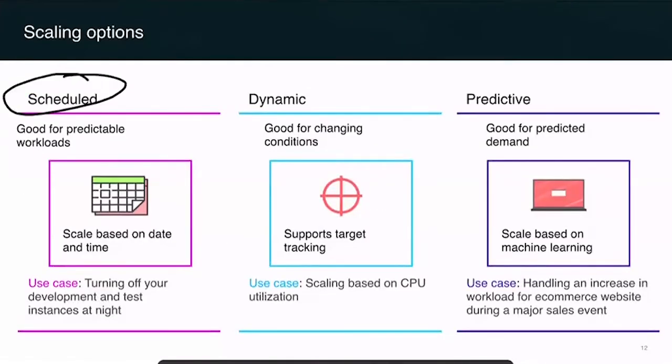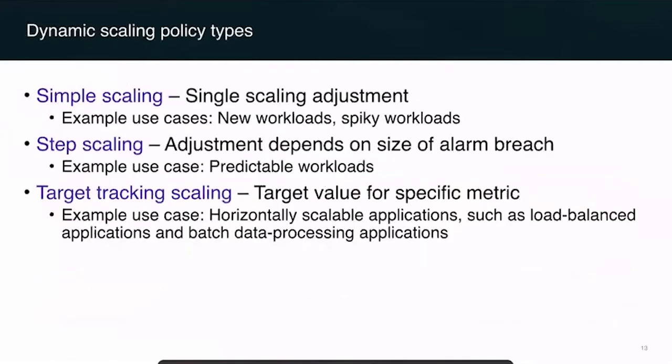So in dynamic scaling policies, we have multiple types. We have the simple scaling, and they normally ask about this in the exam. In single scaling adjustment, you have a new workload, it's a new startup, or sometimes you are dealing with a spiky workload you can't predict. You're creating a machine for people who want to do dev or testing of a software. So you will never know how much capacity they need. So you can just create a simple scaling policy.